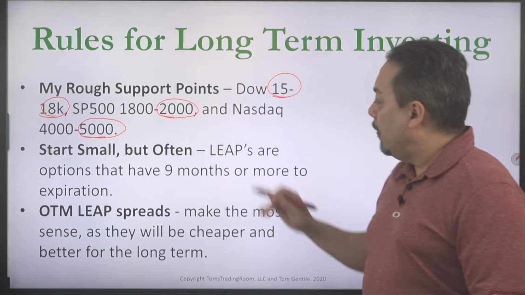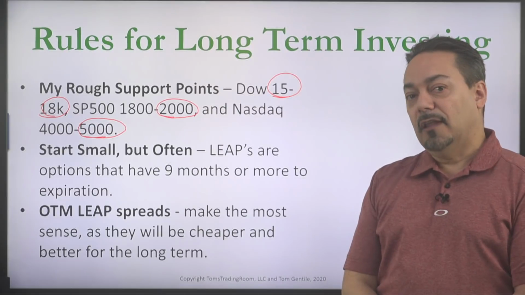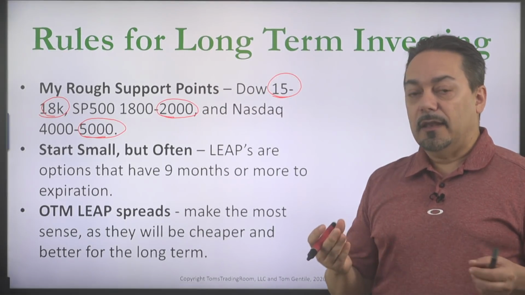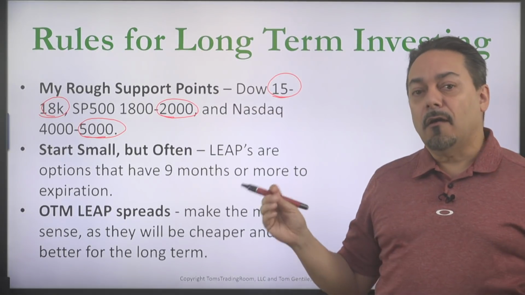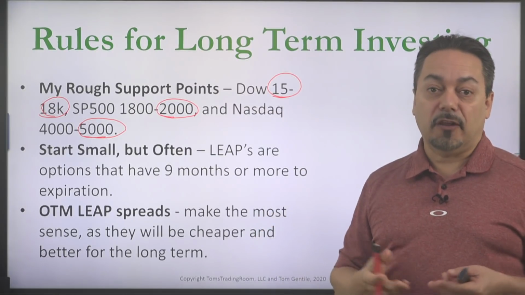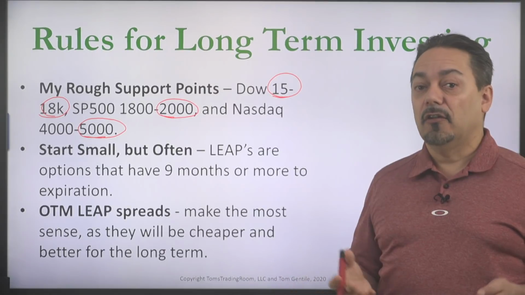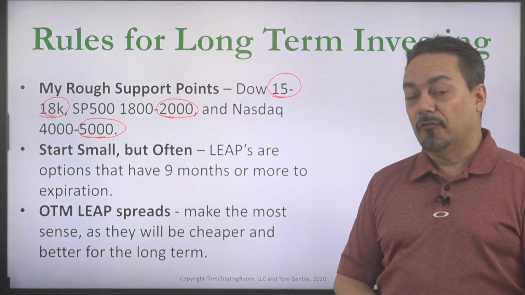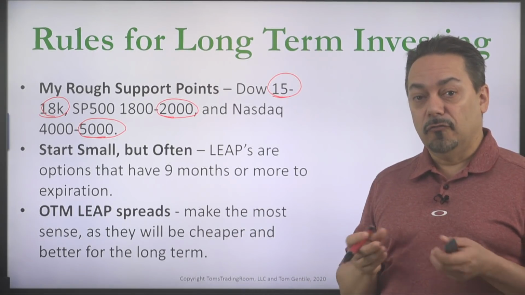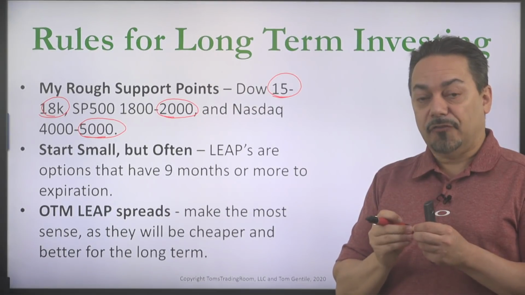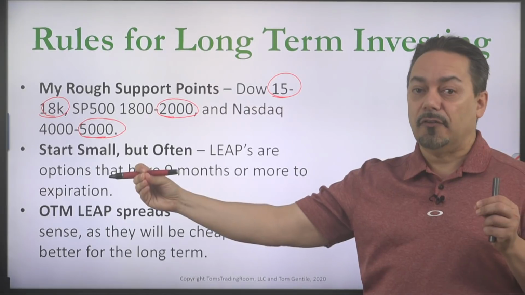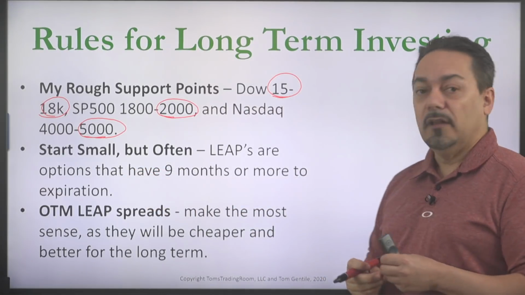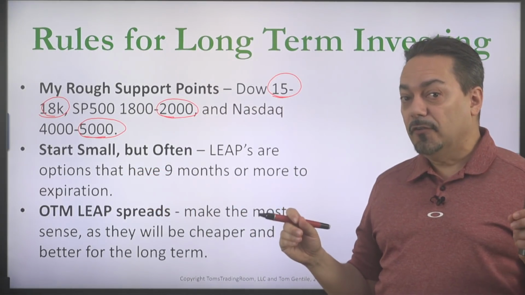Start small, but start often. All right, we talk about this a lot. Trade small, trade often, and that way you're able to really take the emotion out of your trading. LEAPS are a particular type of option. It's an option that has 9 months or more to expiration. There are LEAPS out there that have as much as 2.5 years to expiration, and that gives you the right to buy that asset, and you have 2.5 years on that option, so you've got plenty of time to be right. So this is something you want to look at, but I'm going to mention this to you too.